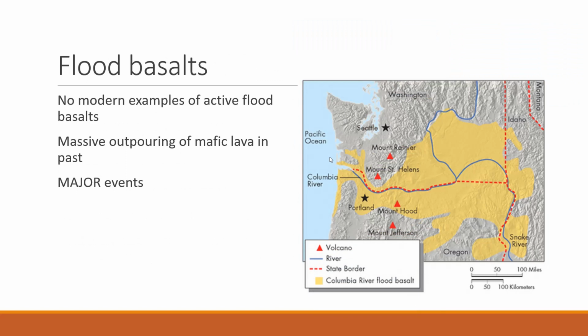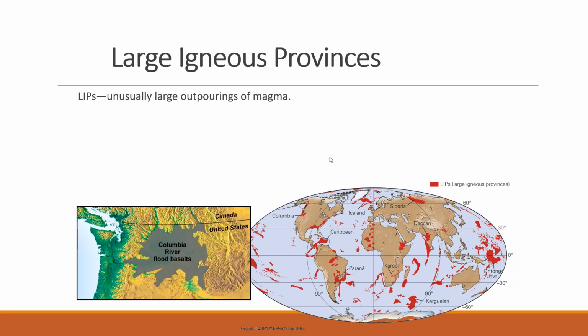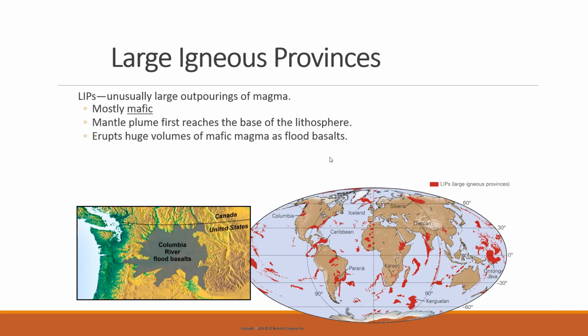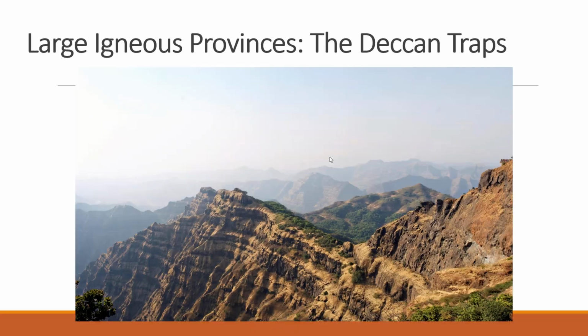Flood basalts. We have no modern examples of active flood basalts. Also a good thing. This is where we have that massive outpouring of mafic lava in the past. These are major events. They tend to lead to mass extinctions. So again, these large igneous provinces, they're mostly mafic. The mantle plumes will first reach the base of the lithosphere, and then we have this massive outpouring of mafic magma as flood basalts. Low viscosity, they flow tens to hundreds of kilometers. They will accumulate in thick piles, like the Deccan traps.